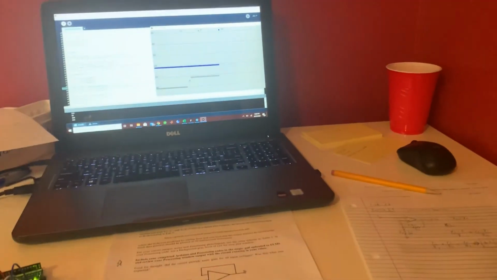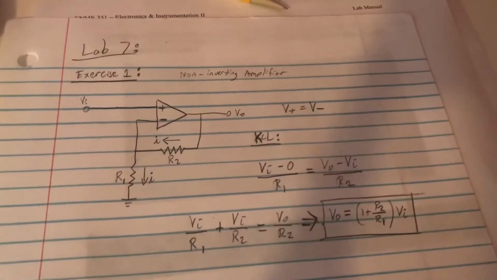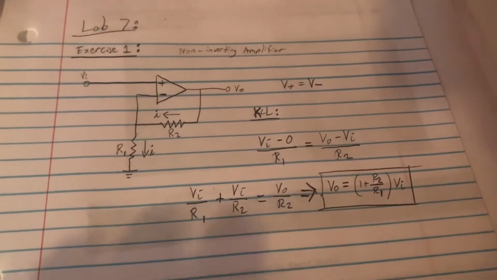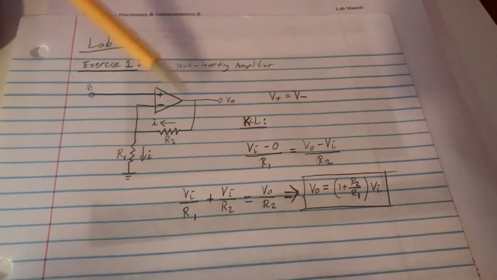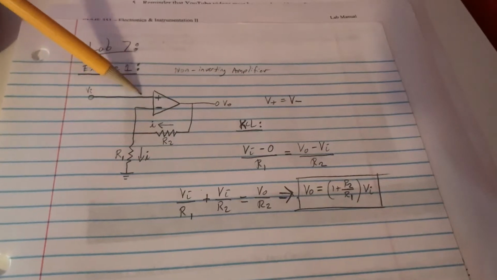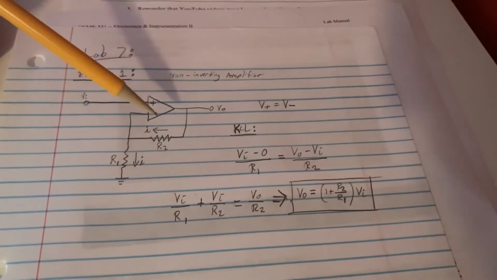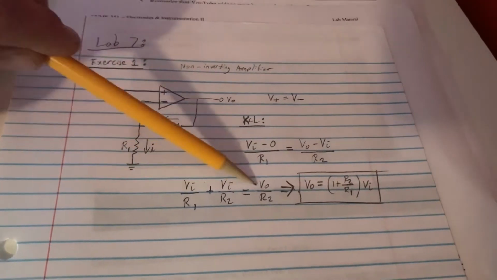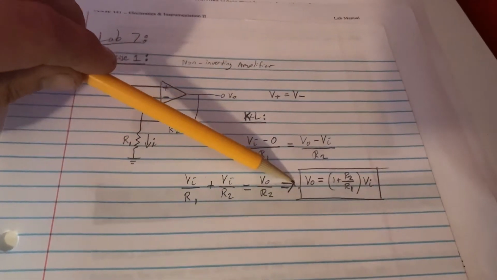Here's exercise 1 and 2 for lab 7. Here's my derivation for exercise 1. It's basically KCL done on the current flowing through R2 and R1. We know there's no current in the negative and positive of the op amp. So here's my KCL, and then I work through that to get to my derivation right here.